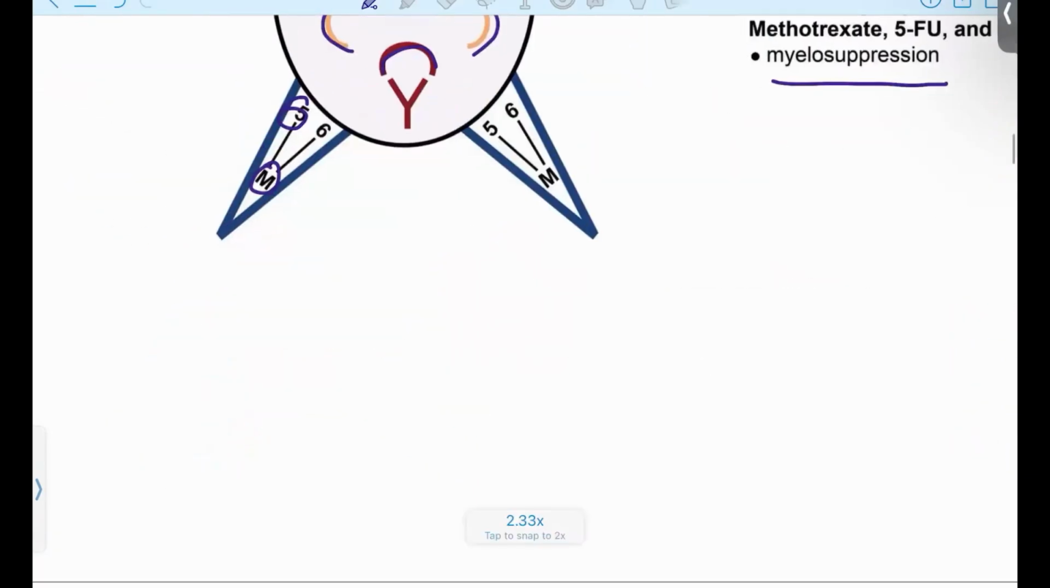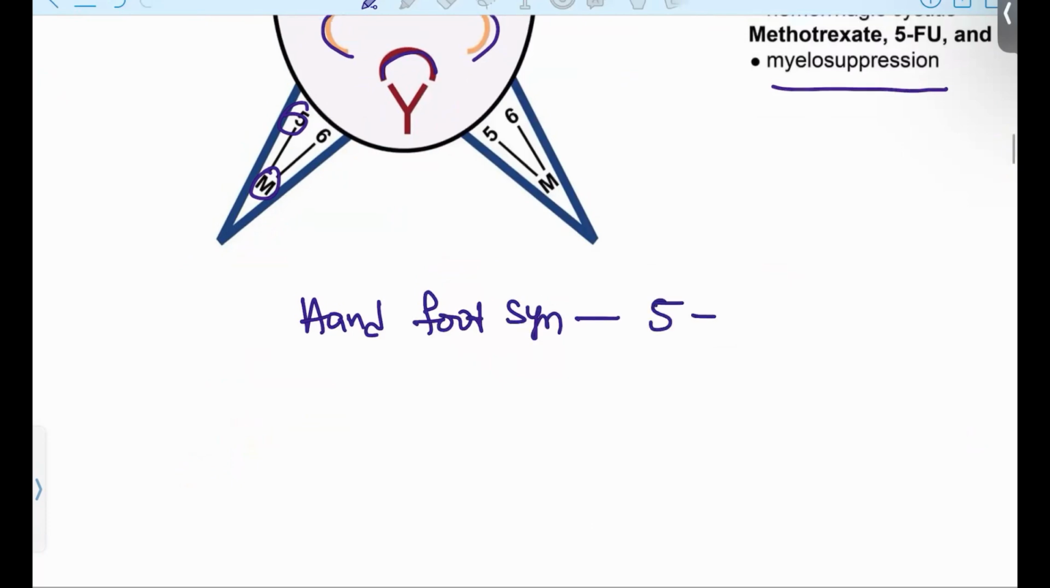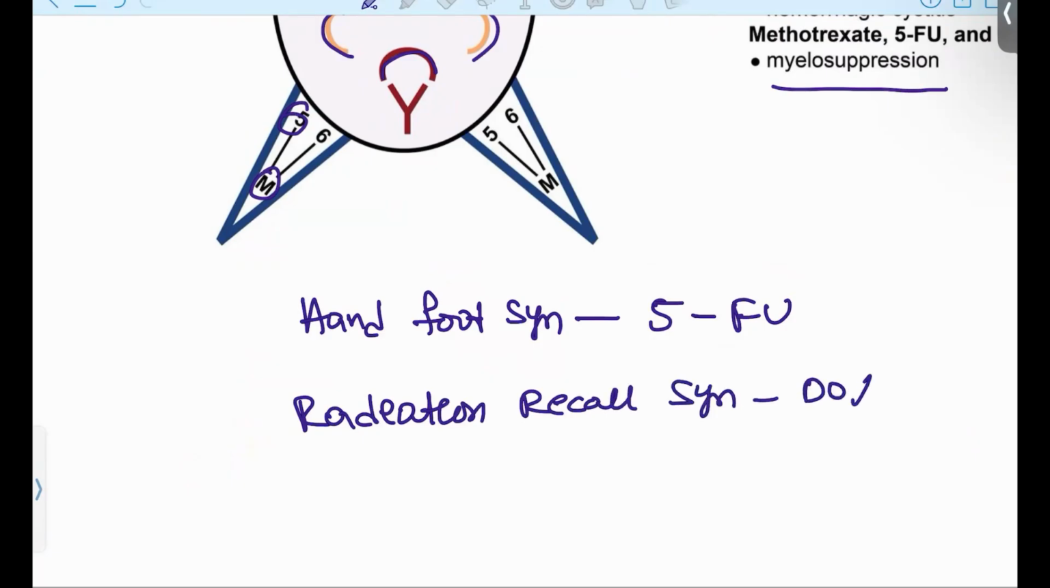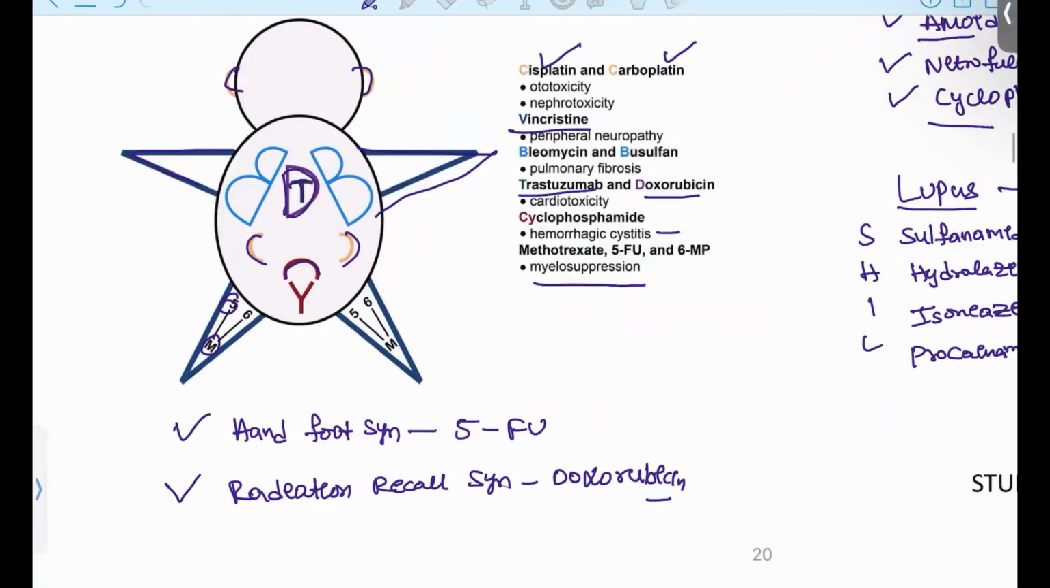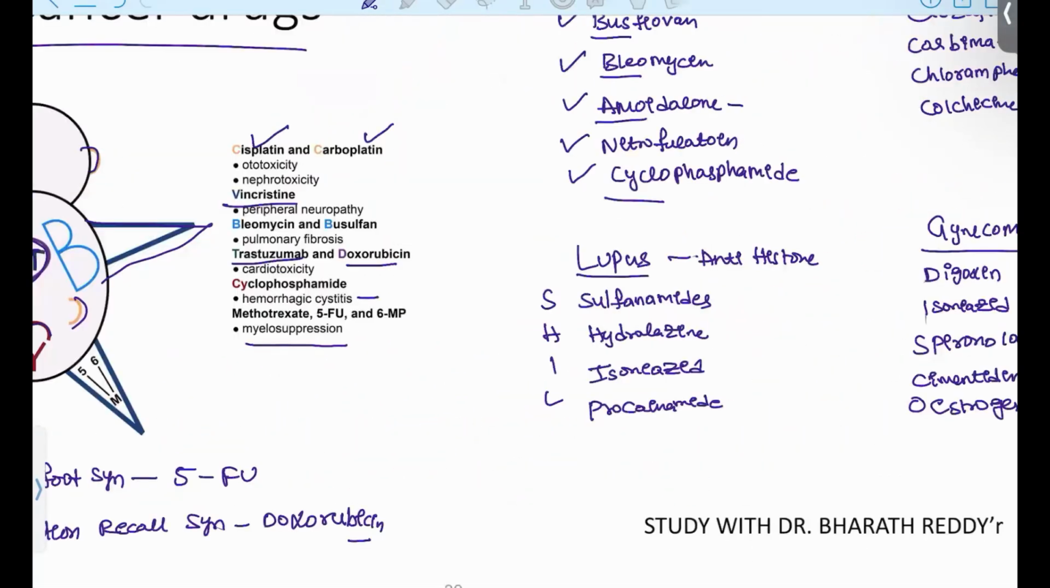And one of the questions asked: hand-foot syndrome is caused by which of the following drugs? Then you have to mark 5-fluorouracil. Okay, and radiation recall syndrome. Radiation recall syndrome is caused by which of the following drugs? This is caused by your doxorubicin. Okay, so this chemo man is going to help our side effects and also these specific syndromes. These other side effects of drugs are very, very important.